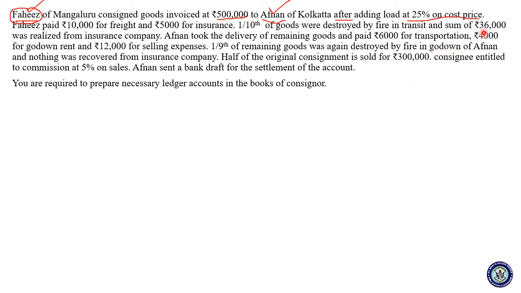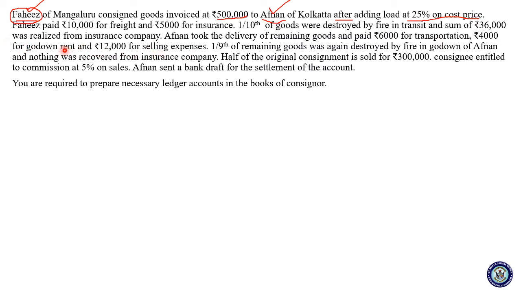So first you have to calculate the cost price. And a sum of 36,000 was realized from the insurance company. So this you have to take in the abnormal loss account. Afnan took delivery of the remaining goods, meaning after the loss of 1/10, whatever is left, he took the goods. He paid 6,000 for transportation. Now 6,000 is non-recurring because it is transportation. 4,000 for godown rent and 12,000 selling expense.